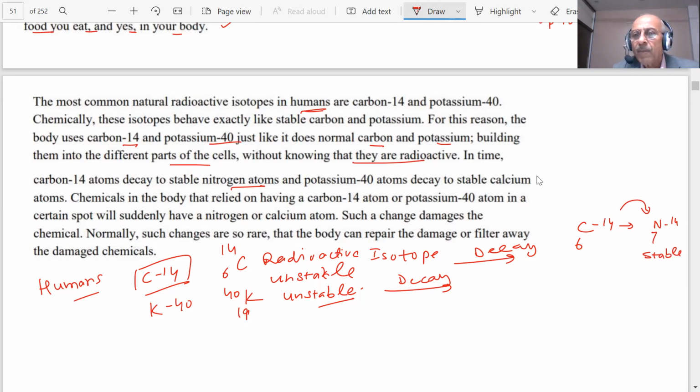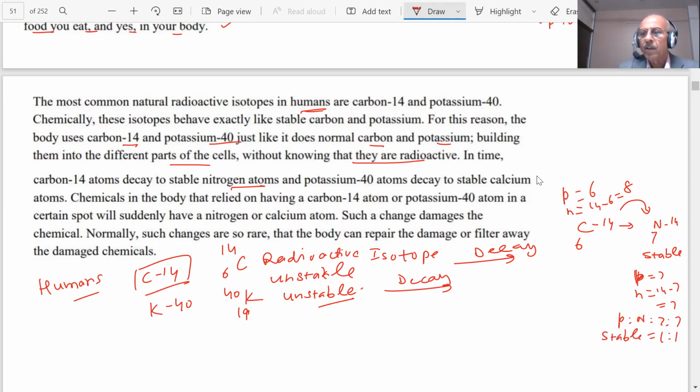So here you see the protons are 6, neutrons 14 minus 6, 8. The proton-neutron ratio is not 1 is to 1, so it is not stable. But here protons are 7 and neutrons how many? 14 minus 7, so the proton-neutron ratio is 7 is to 7, which is 1 is to 1. That is stable. You can see the difference: what is stable, what is not stable.